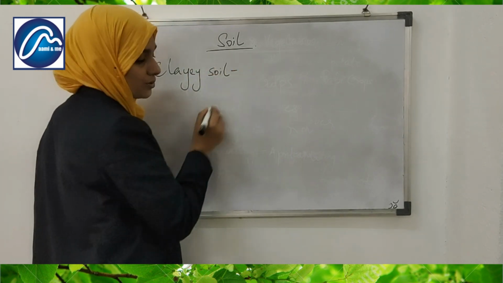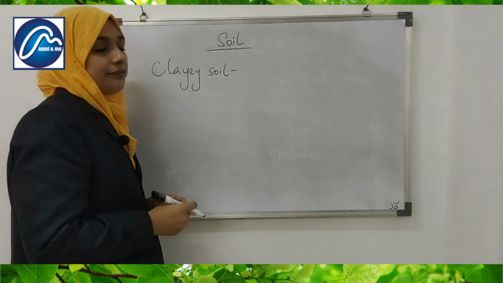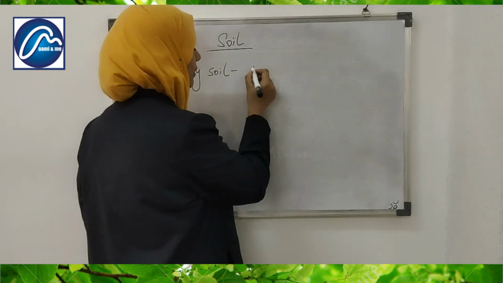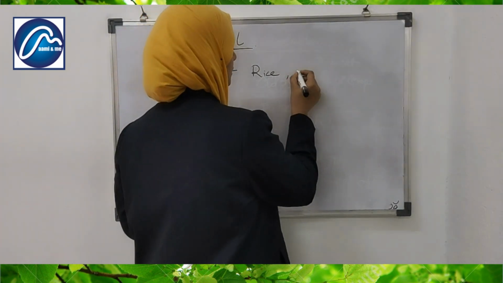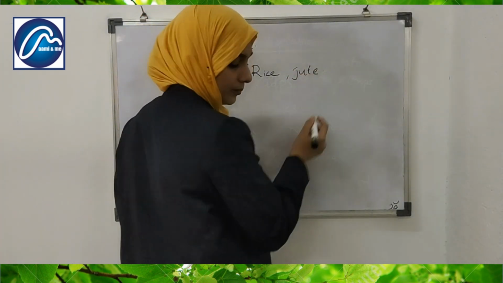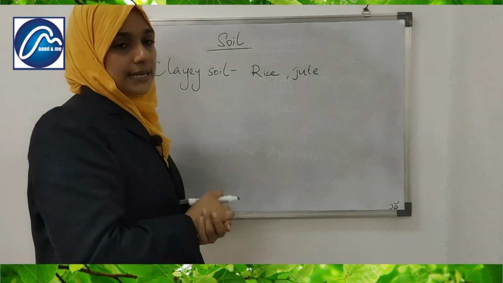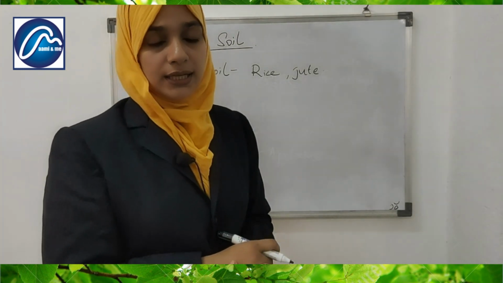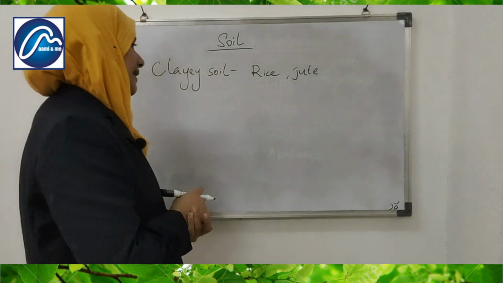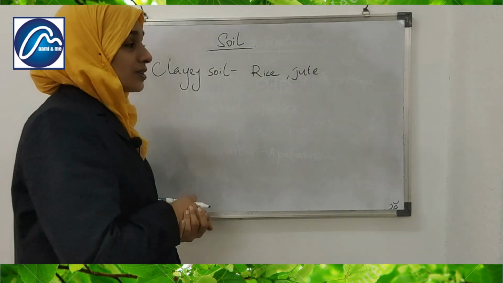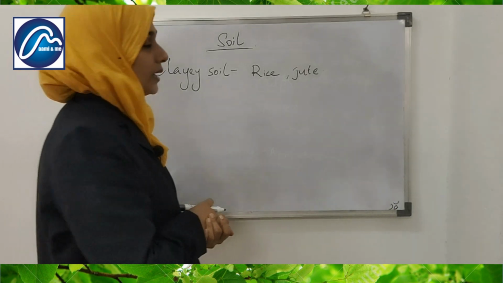Clay soil is suitable for the cultivation of rice, jute, because it contains plenty of water. Rice and jute cultivation need plenty of water. This clay soil is mostly found in West Bengal.